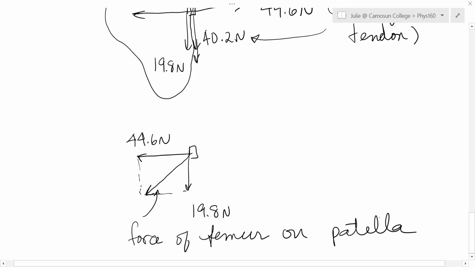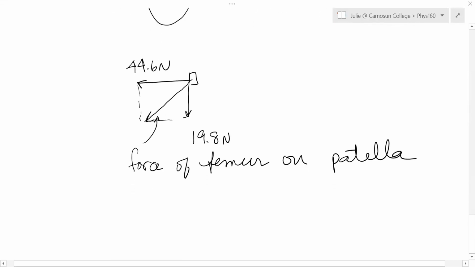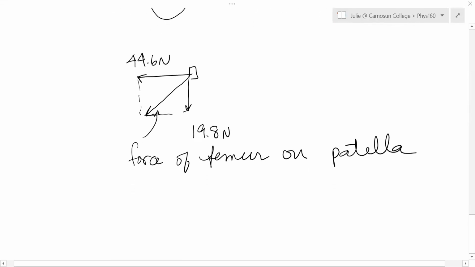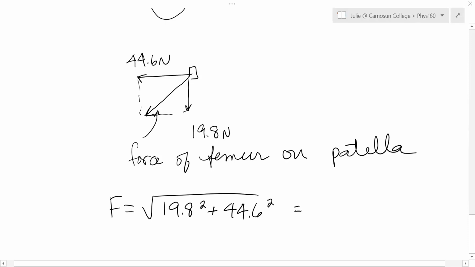Okay, so we know its components. Now we need the hypotenuse. Now, if it had said there are two more tendons or ligaments or something, and one pulls left and one pulls down, well, fine, that would be the answer. We've got the left and the down. But if it says there's only one force, which is the contact force from the femur, then those are the components, and we need to get the hypotenuse. Okay, well, we know how to do that. It's the hypotenuse is the force, and so it would be the square root of 19.8 squared plus 44.6 squared. And so that comes out to 48.8 newtons.